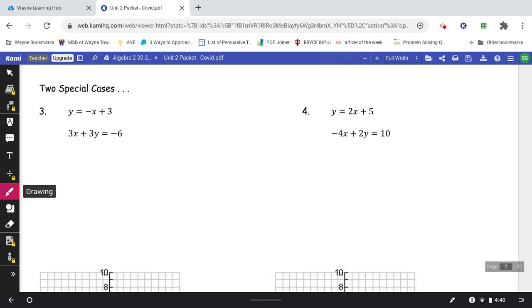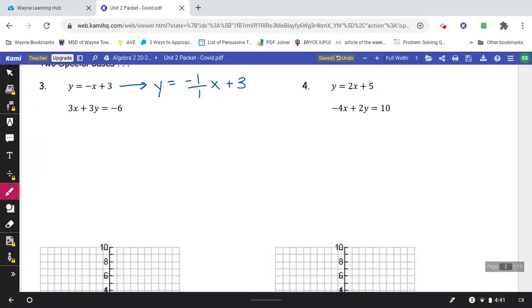So this first one, y equals negative x plus 3, is already solved for. You can think about writing this as y equals negative 1 over 1x plus 3. We can always put a 1 in if there's nothing there in front of the x. Take a moment and graph that on your graph, please.